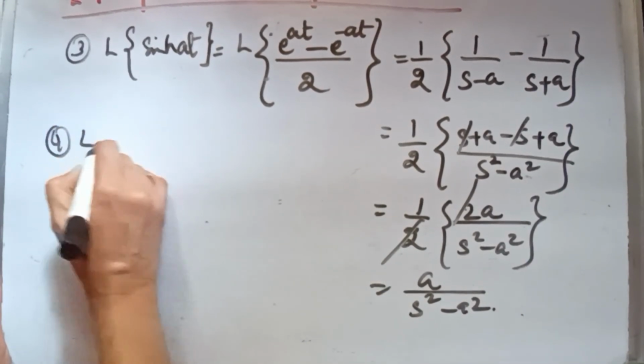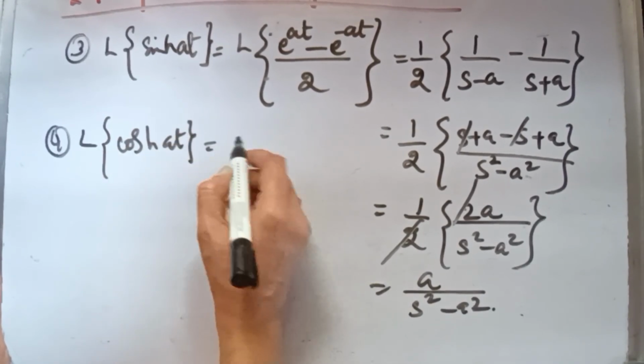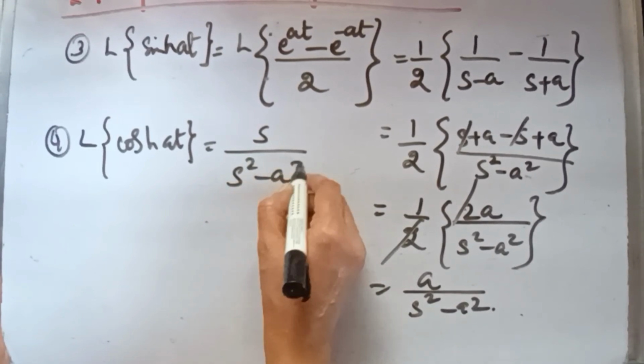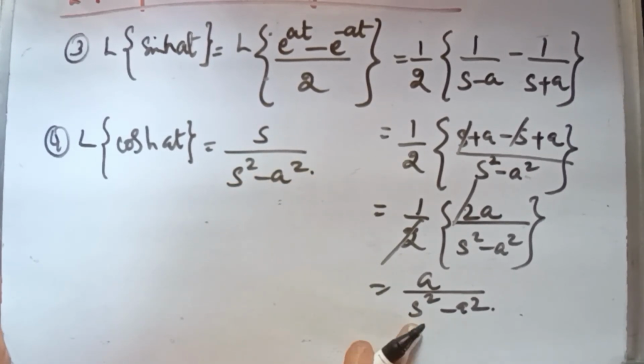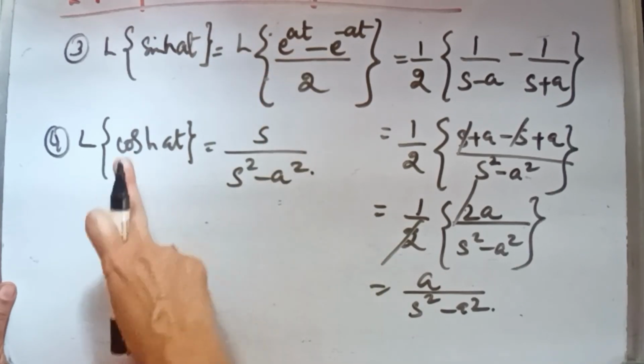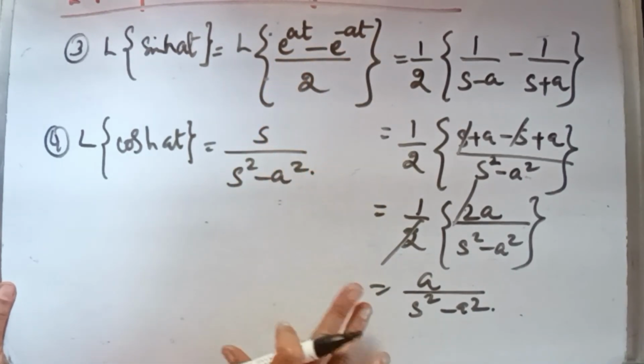Similarly, the Laplace transform of cos hyperbolic of at is equal to s divided by s square minus a square. You can check this. It is the same here, but instead of minus you have plus for cos hyperbolic at: e power at plus e power minus at divided by 2.